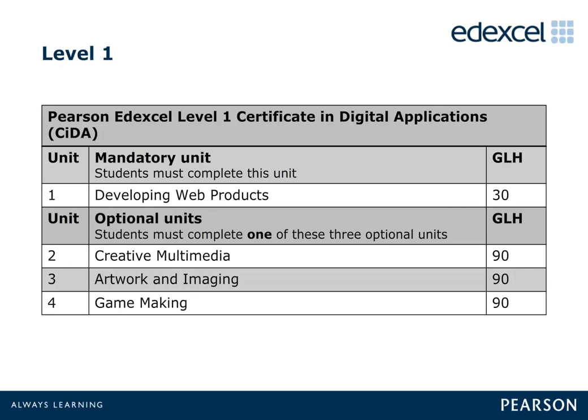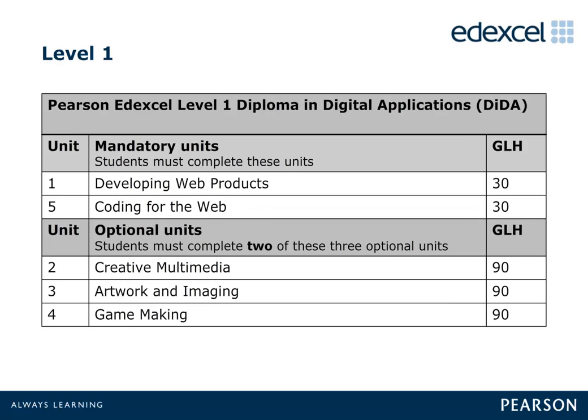Level 1 CiDa and DiDa are graded at A star, A, B, and C, and are equivalent to 1 GCSE at grade D to G for CiDa and 2 GCSEs at grade D to G for DiDa. CiDa is taught over 120 guided learning hours and comprises 1 mandatory unit and 1 optional unit. DiDa is taught over 240 guided learning hours and comprises 2 mandatory units and 2 optional units.